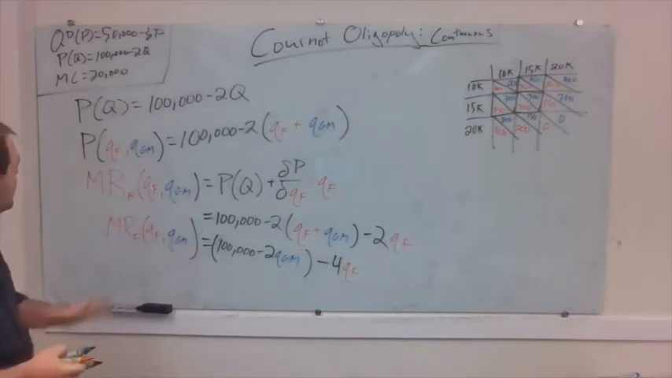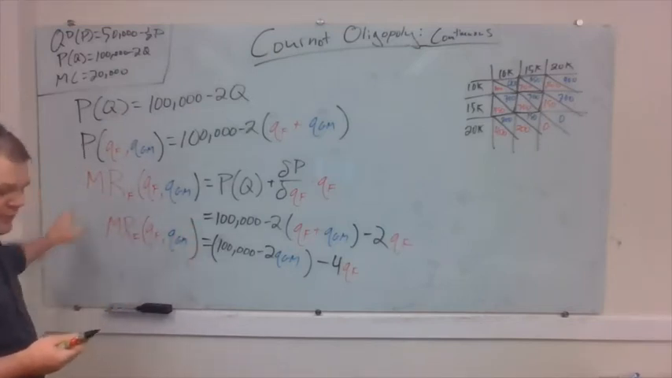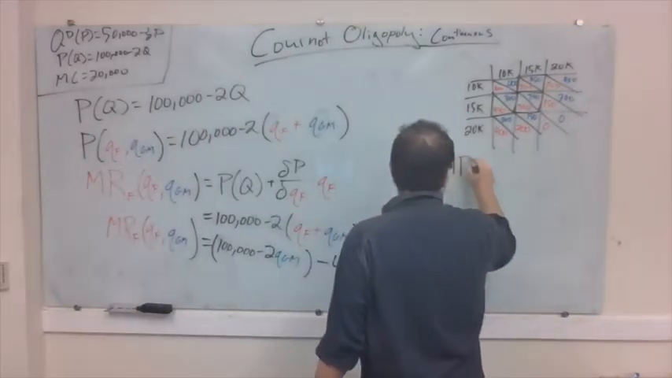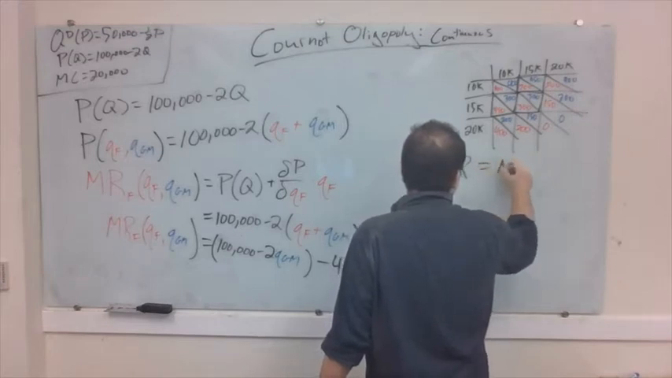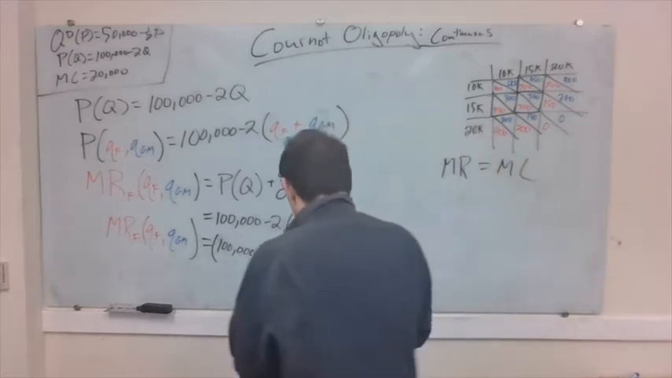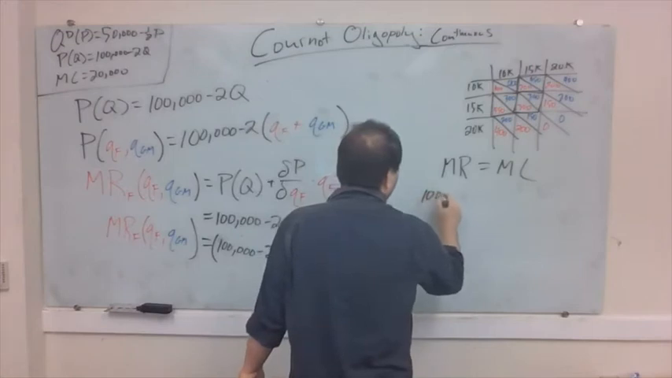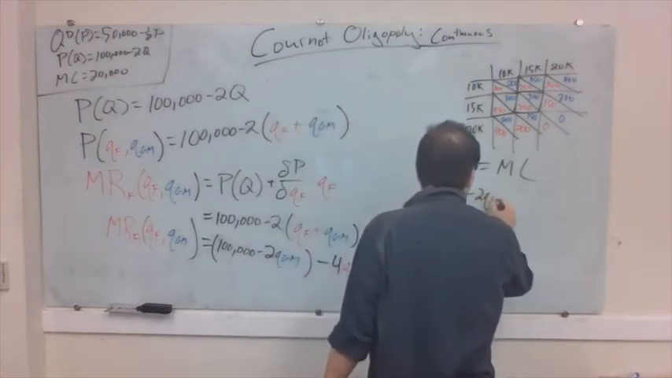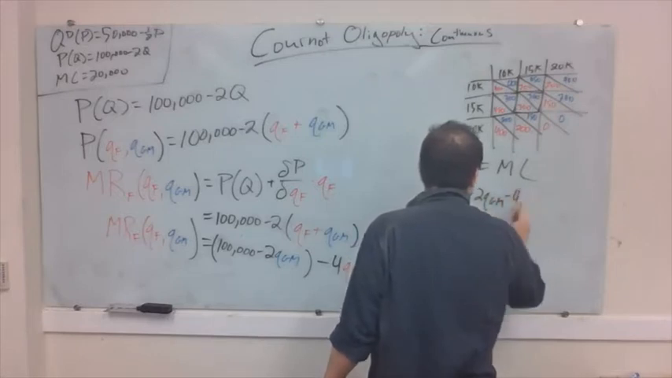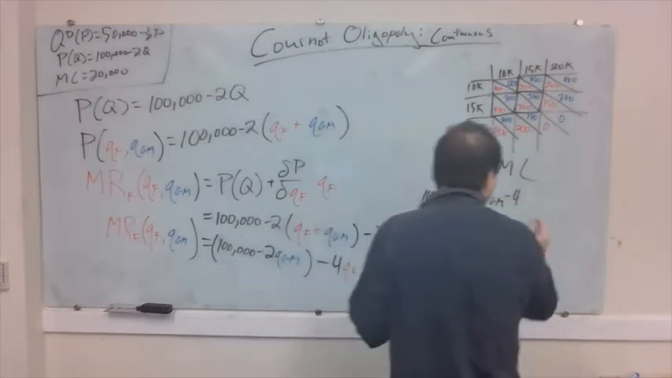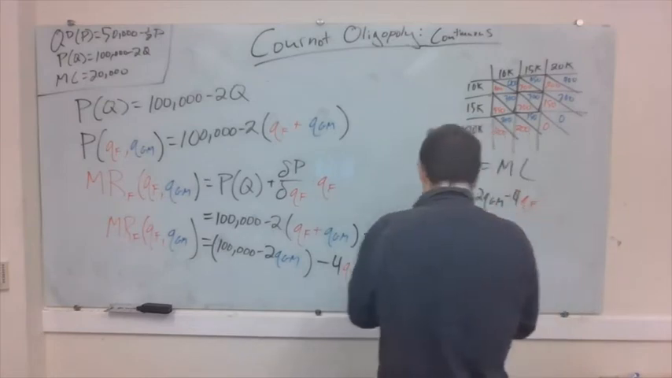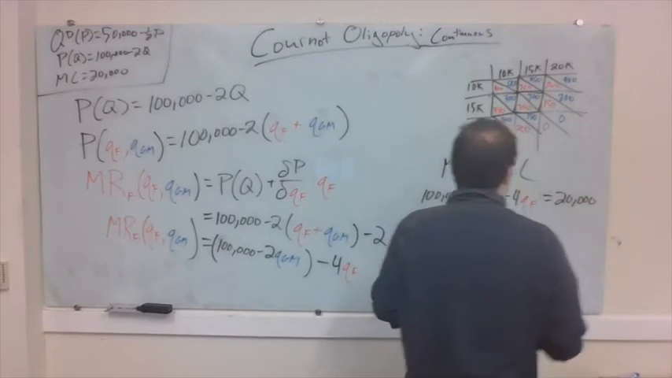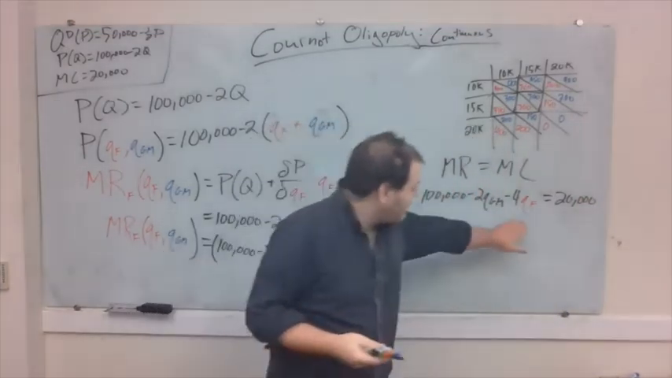Great. So what are they going to do? They're going to produce where marginal revenue equals marginal cost. Right? So they're going to produce where 100,000 minus 2 QGM minus 4 QF equals 20,000. Right? And we just have to solve for QF.